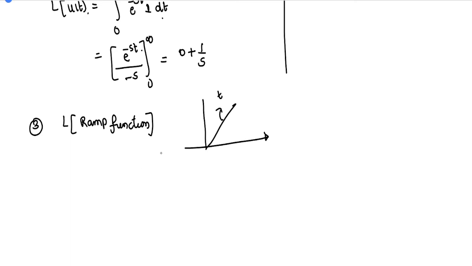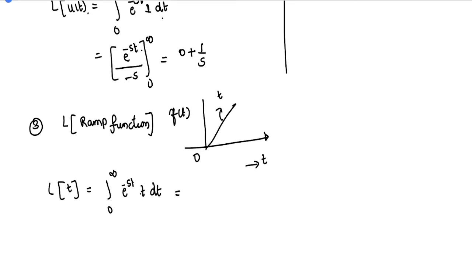The ramp function is t. Let's say this is f of t versus t. As t progresses, it increases linearly. So the Laplace transform of t, which is t u of t, is equal to the integration from 0 to infinity of e power minus st into t dt.